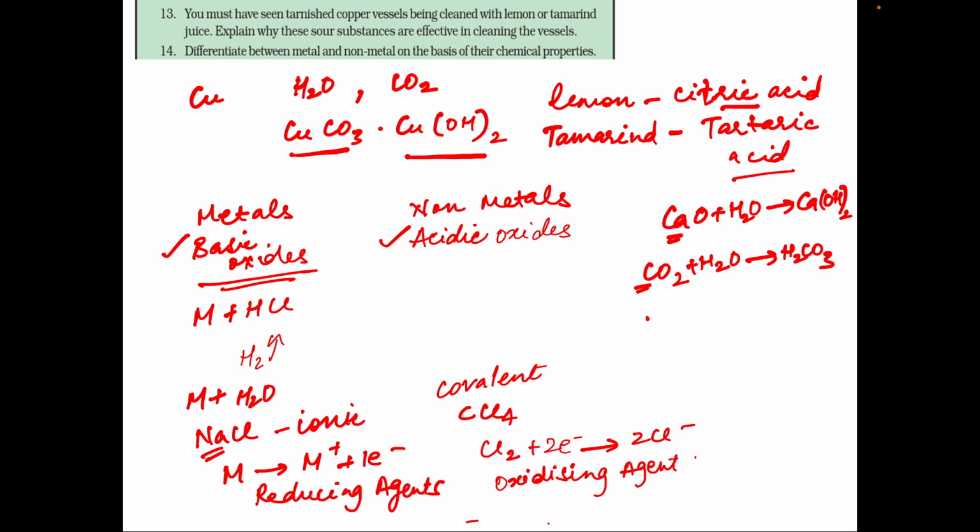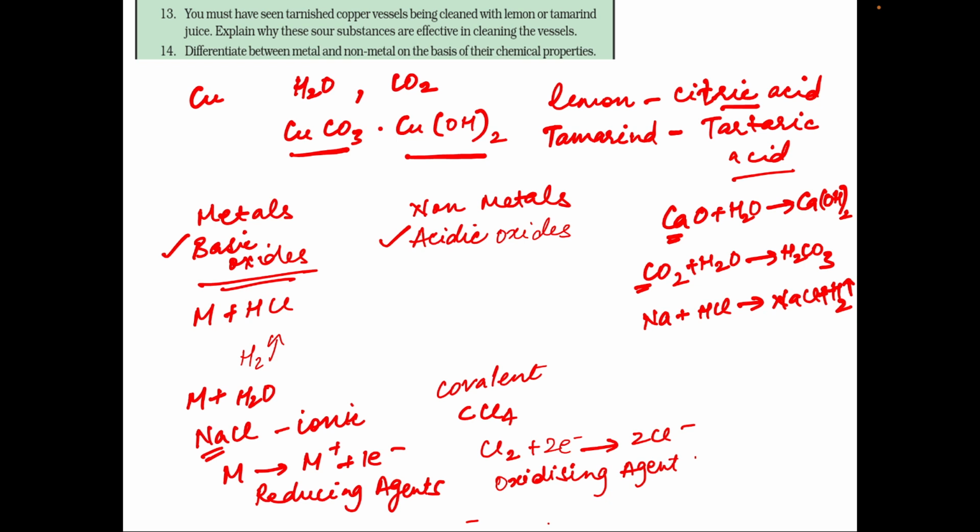Basic oxides react with water to give base. Acidic oxides react with water to give acid. Then metal reacting with HCl to give hydrogen gas. Example, sodium metal reacts with HCl, it will form sodium chloride and it will give hydrogen gas.